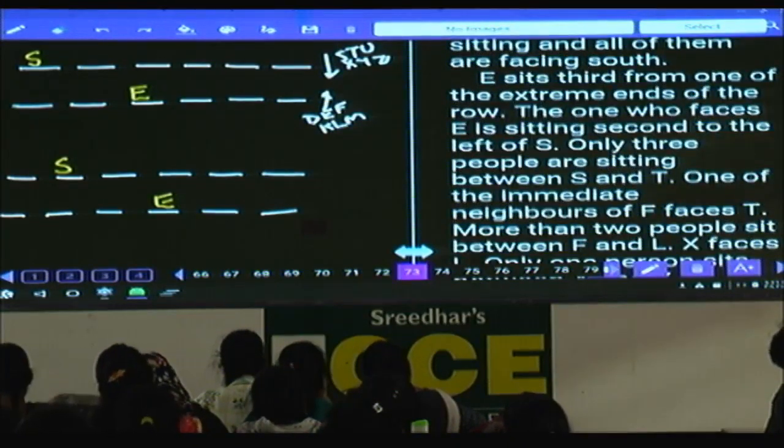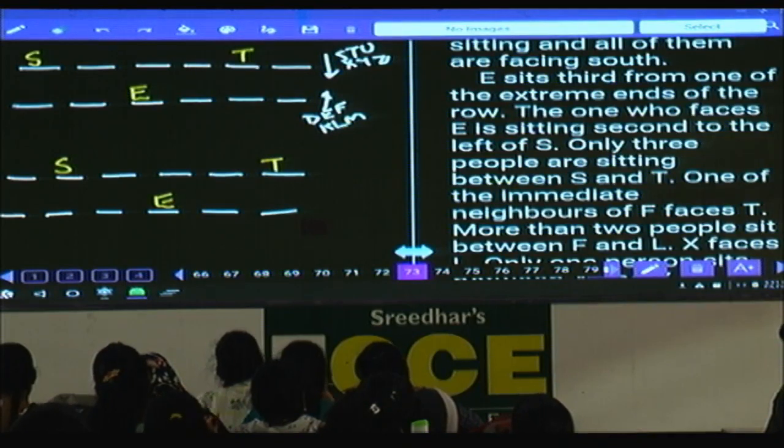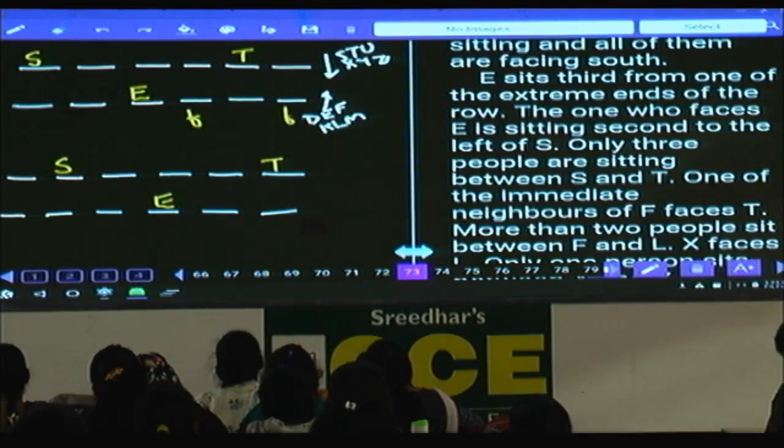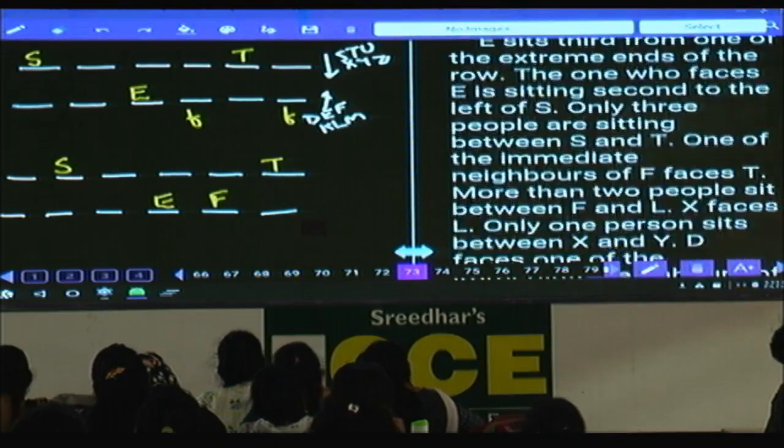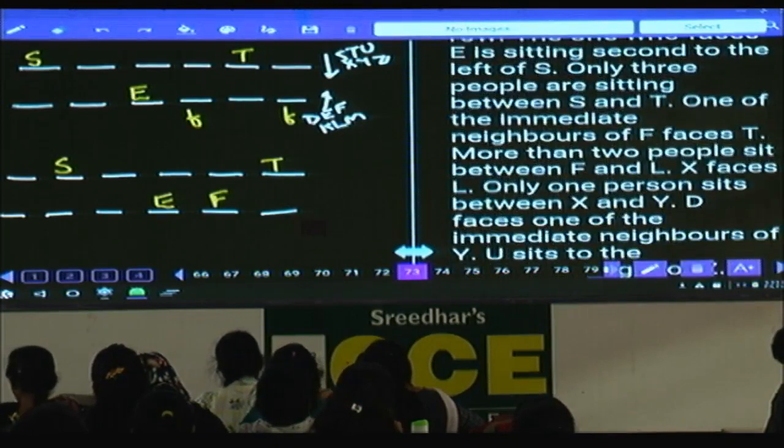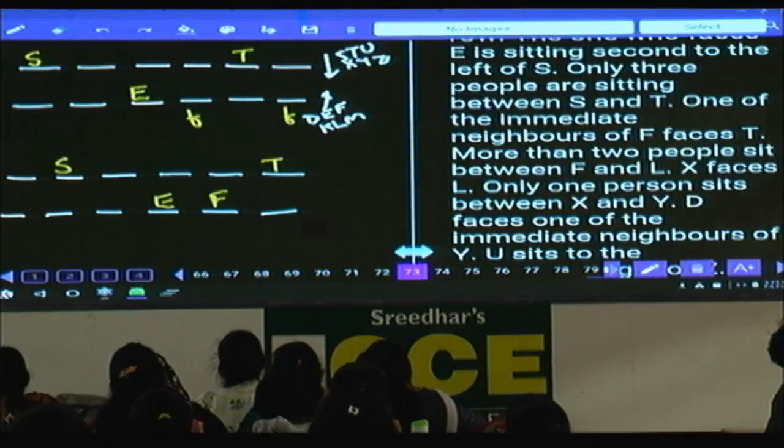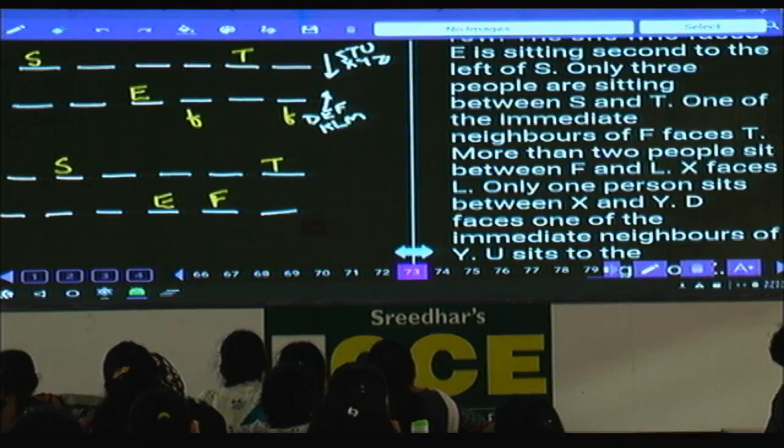3 people between S and T. T will be here. T is here. One of the immediate neighbors of F faces T. F can be here. There are 2 possibilities. And more than 2 people between F and L. More than 2 means either 3 or 4 persons are in between F and L.